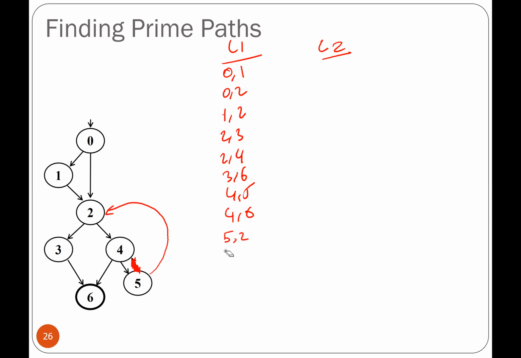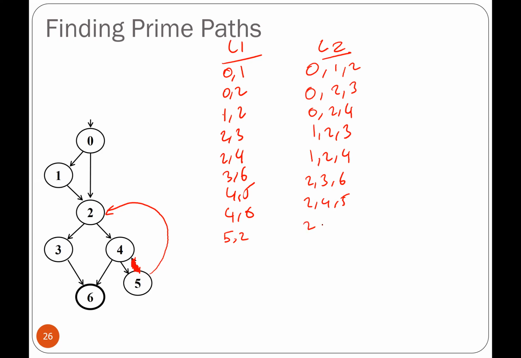Okay, so Saadun, can you tell me the 11 that you got? Sure. 0, 1, 2, 0, 2, 3, yes. 0, 2, 4, yep. 1, 2, 3. Okay. 1, 2, 4. Okay. 2, 3, 6. Okay. 2, 4, 5, good. 2, 4, 6, mm-hmm. And then assuming 5 can't go back, right? It's not going back to 5.